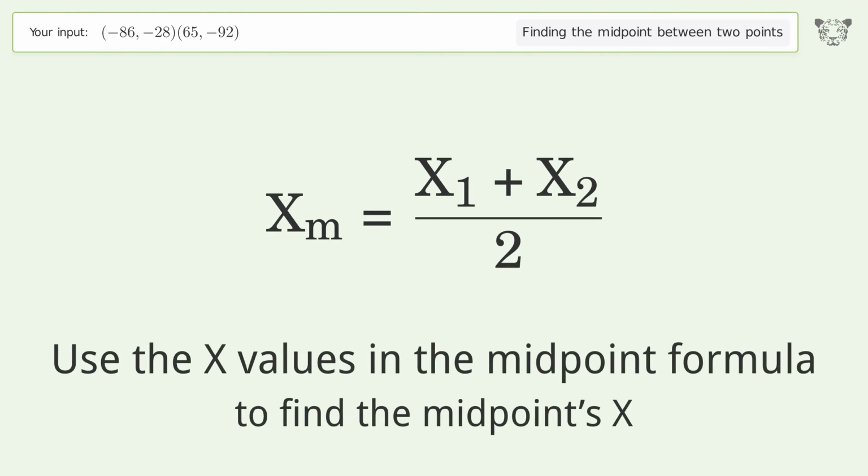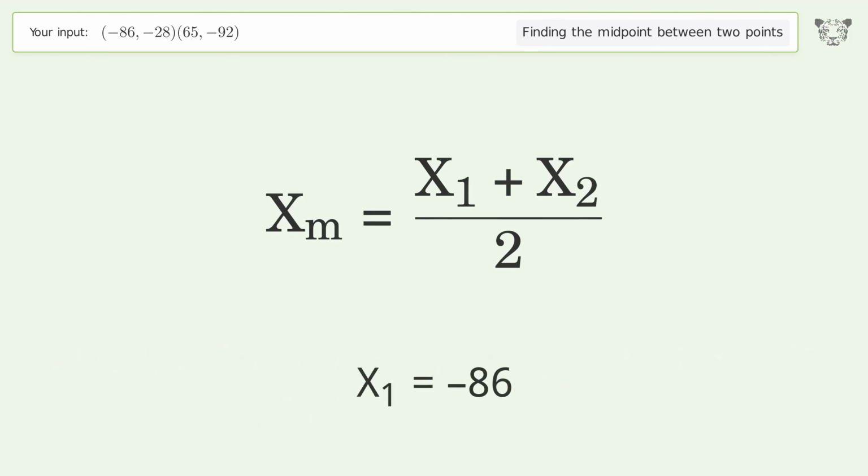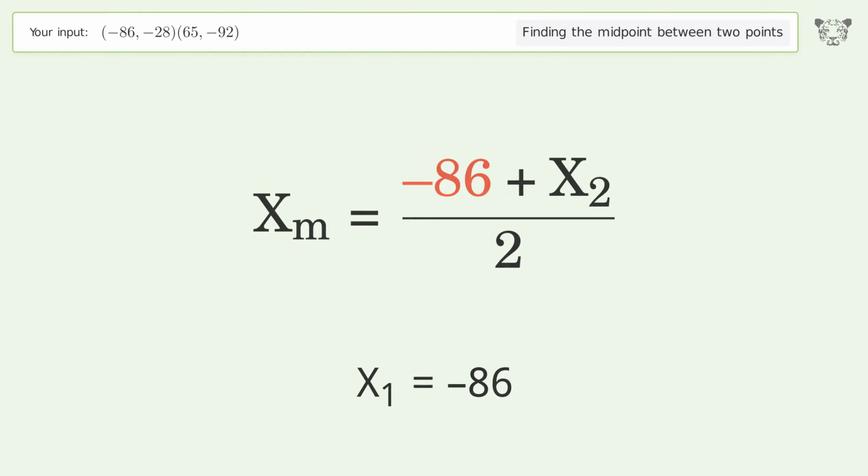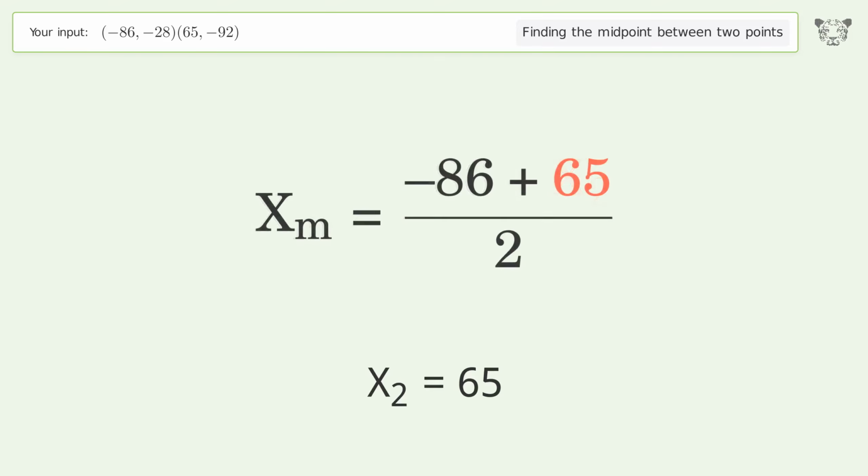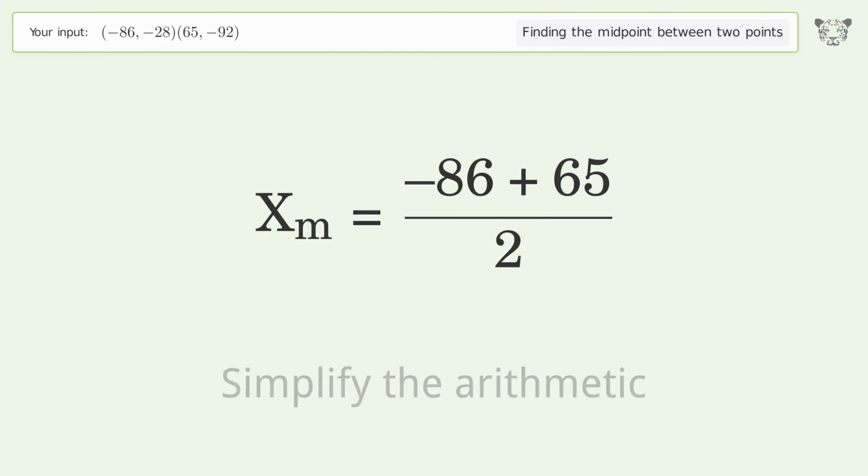Use the x values in the midpoint formula to find the midpoints x. x1 equals -86. x2 equals 65. Simplify the arithmetic.